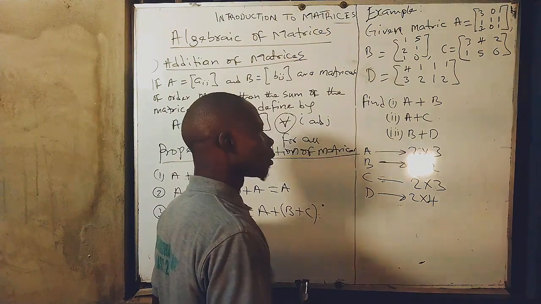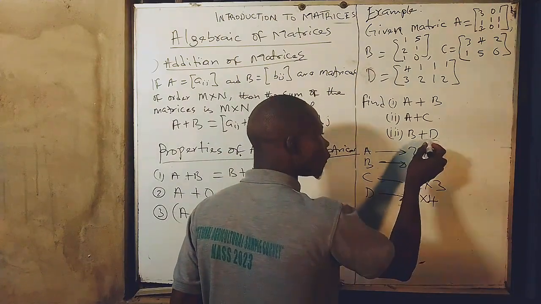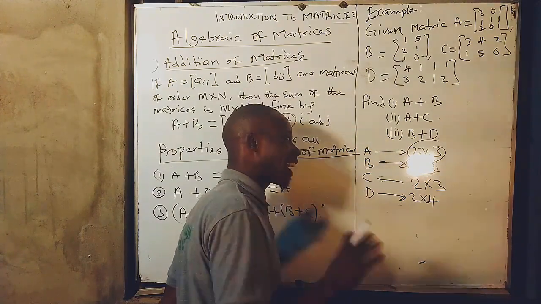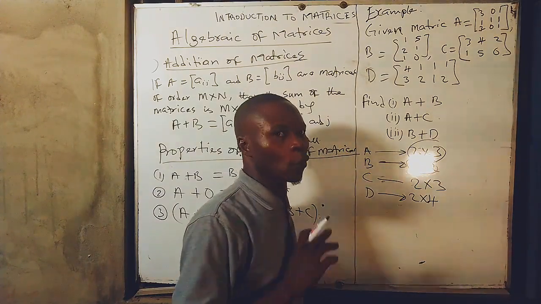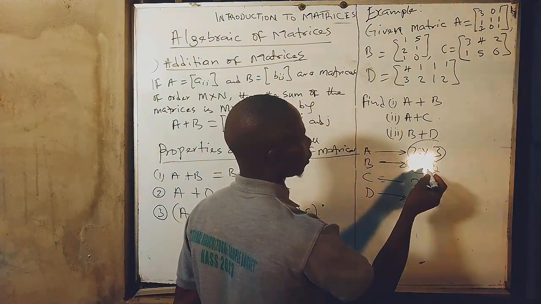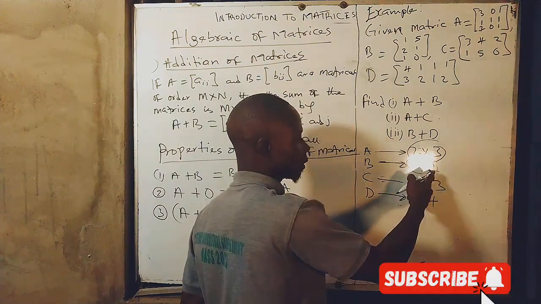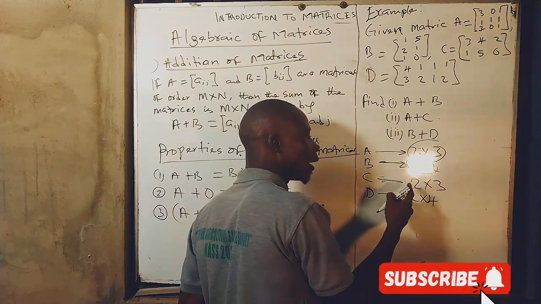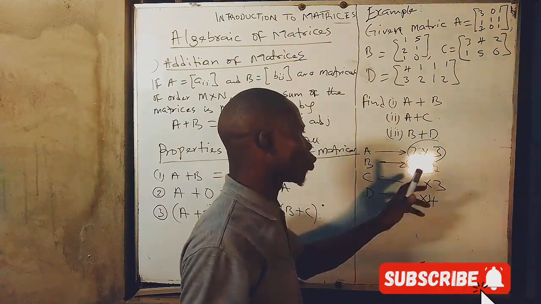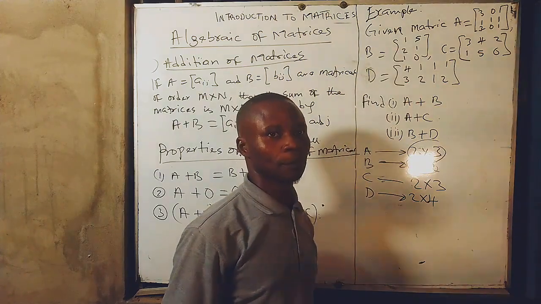Now we look at this. The order of this matrix cannot be added with this because they are of different orders. But let's look at this. B is a 3 by 2 matrix. C is a 2 by 3 matrix. But we cannot add these either. Why? The orders of these are not the same.